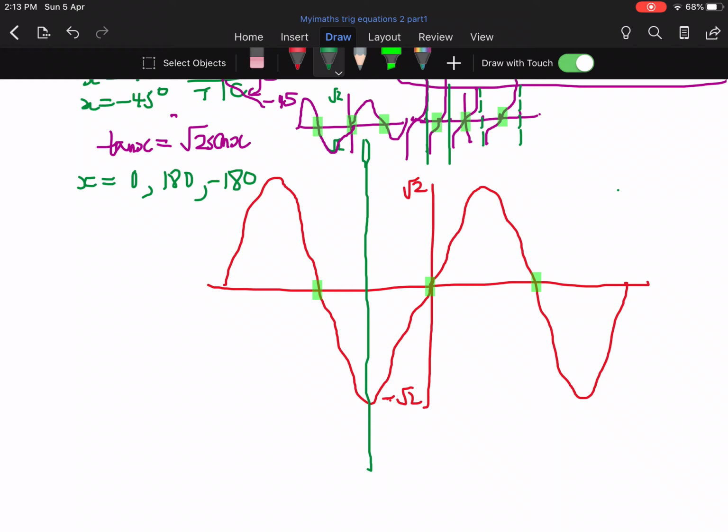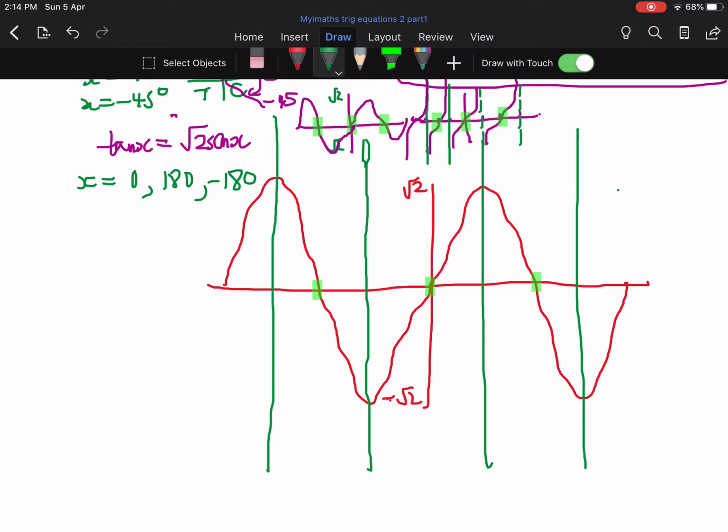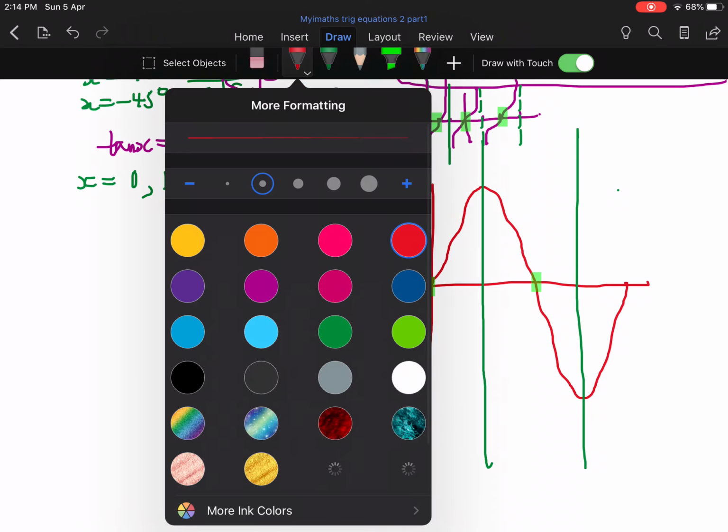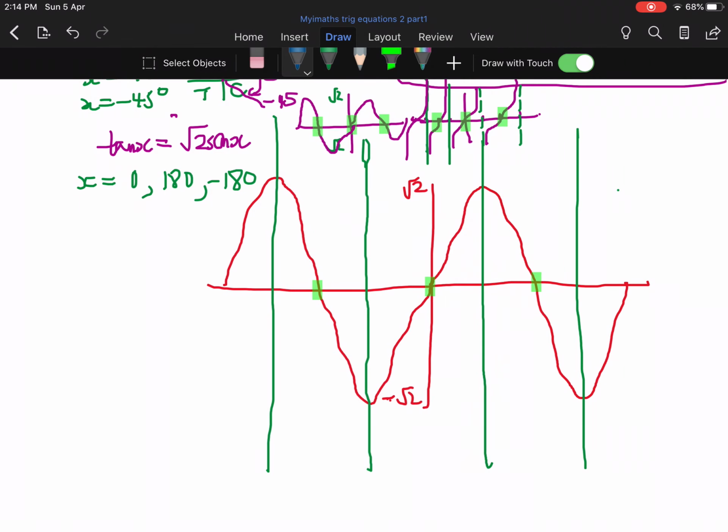So there's an asymptote there at negative 90. There's an asymptote here at 90. There's an asymptote at 270. An asymptote at negative 270. So I've drawn my sine graph. I've got all my angles in: 0, 90, 180, 270, 360, 0, negative 90, negative 180, negative 270, negative 360. Now all that's left for me to do is draw the tan graph.